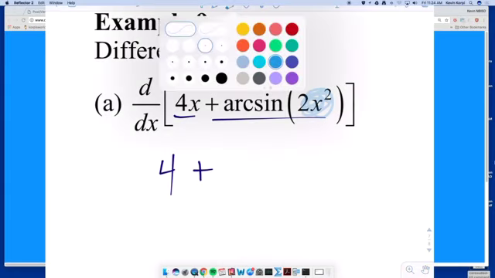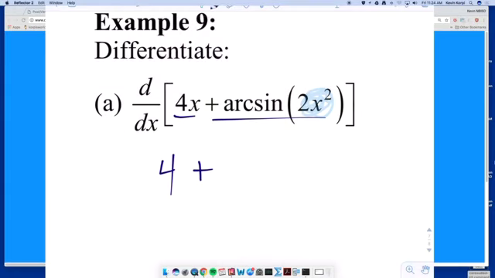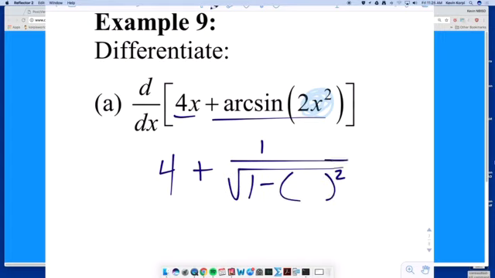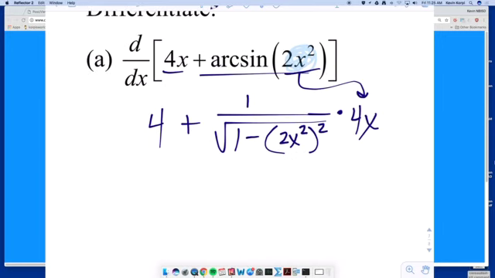The derivative of arcsine of blob is going to be 1 over the square root of 1 minus blob squared, because that's not an x anymore. I'll just write the blob right there, and then times the chain rule, the derivative of the blob, which is 4x by the power rule. Now we'll go through and clean it up.